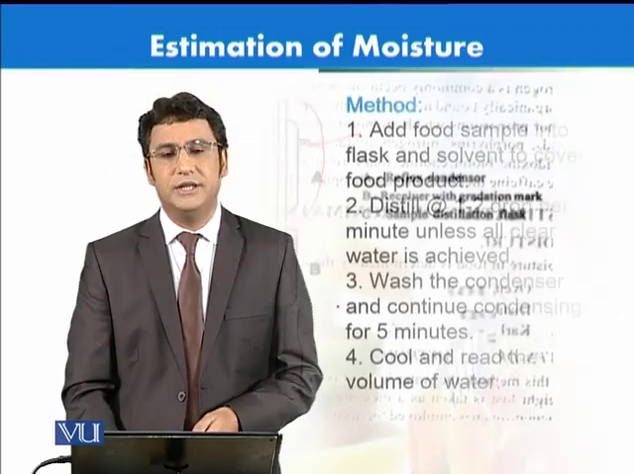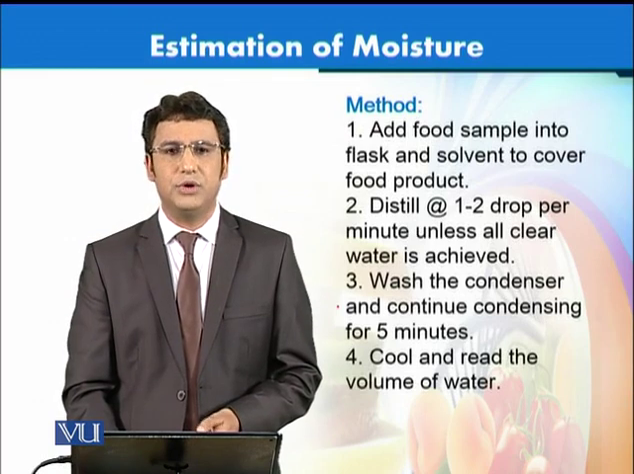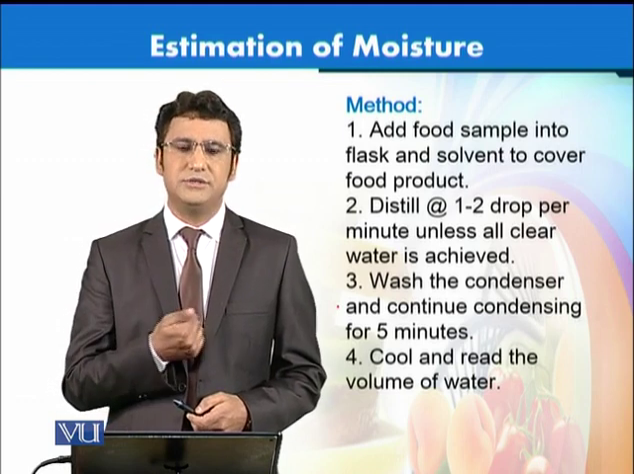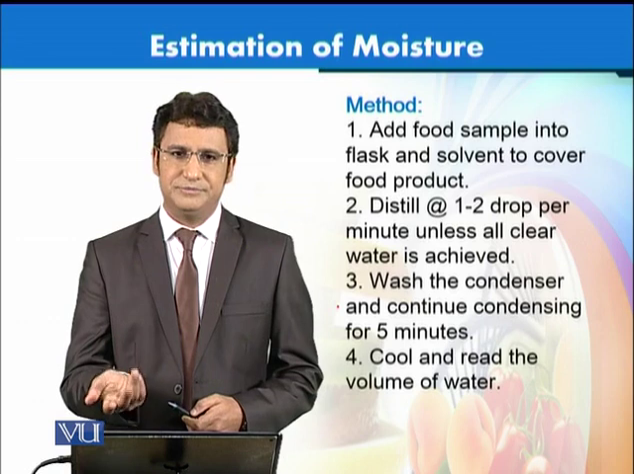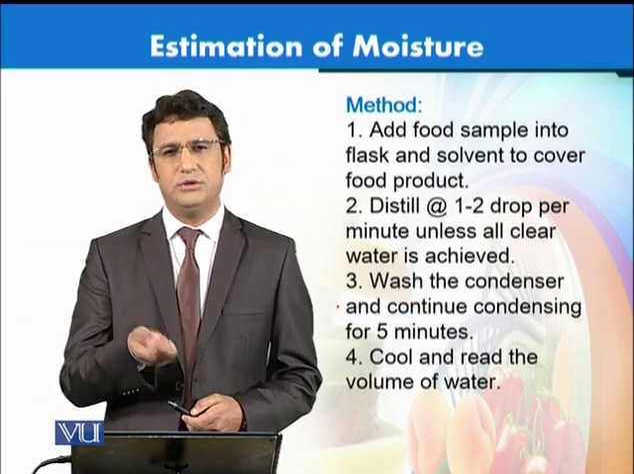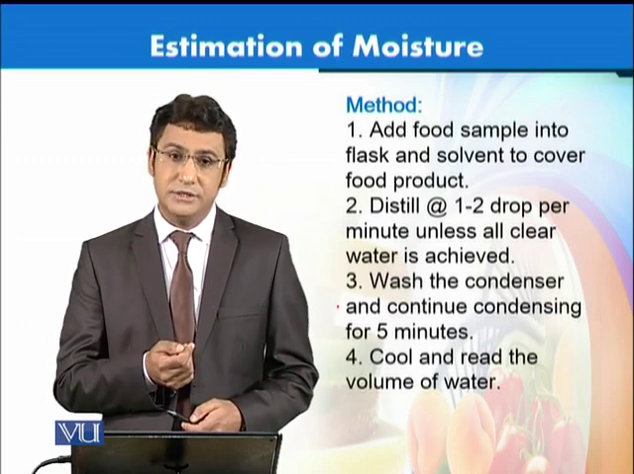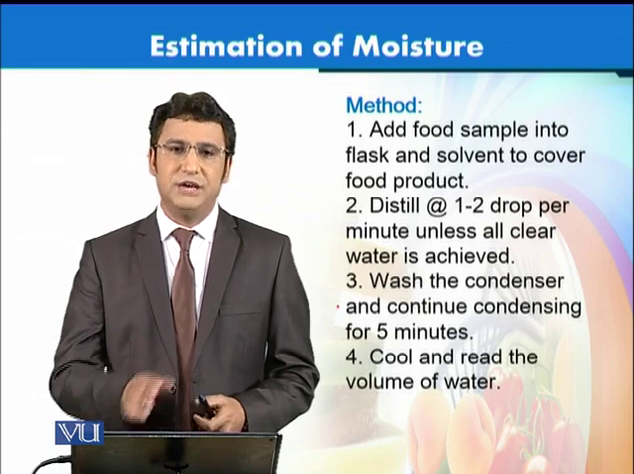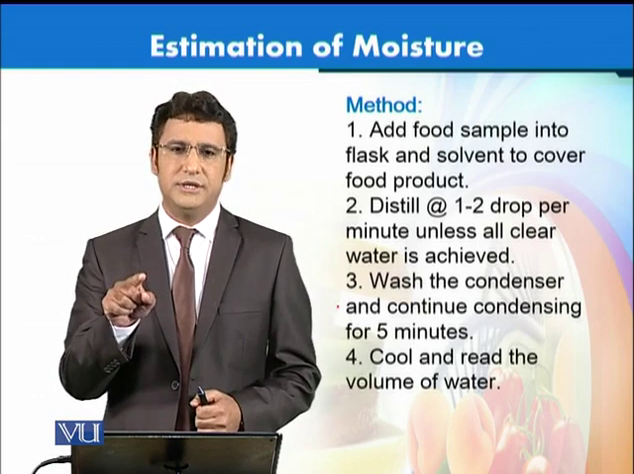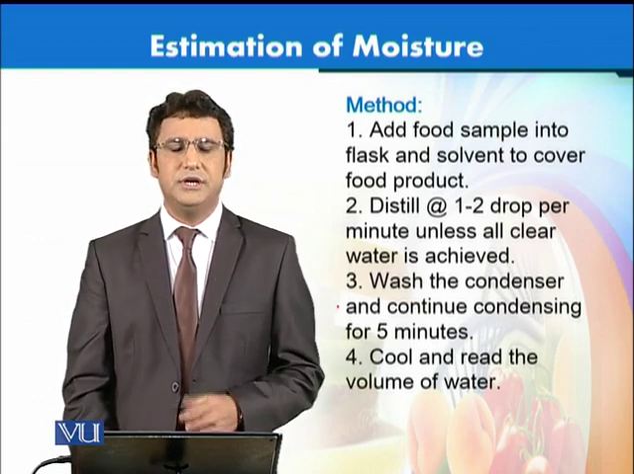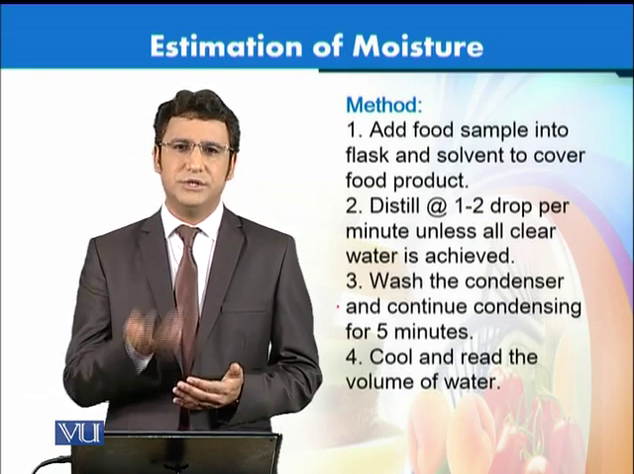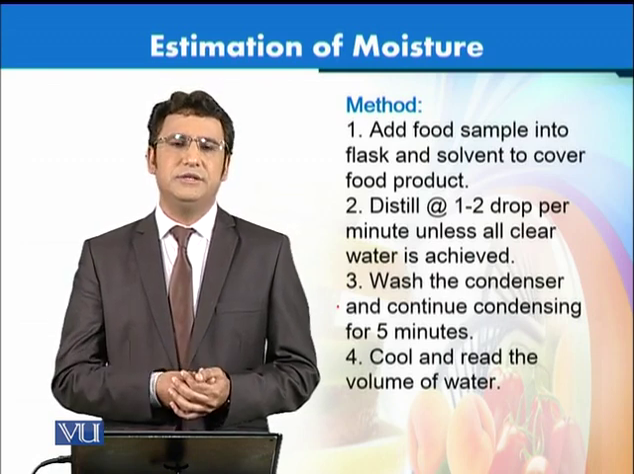So if we summarize this method of distillation, we add food in the flask, and then this is covered by the solvent. Once it's covered, we distill this apparatus at the rate of 1 to 2 drops every minute. And once we have collected all the water in the graduated flask, it is measured directly. So these were the two methods for water determination: oven methods and distillation methods.